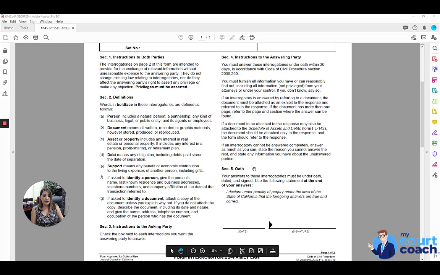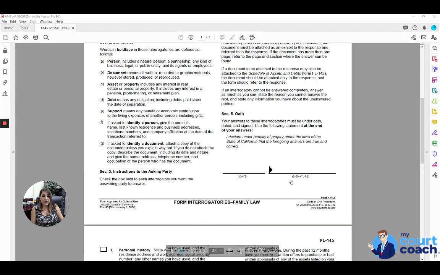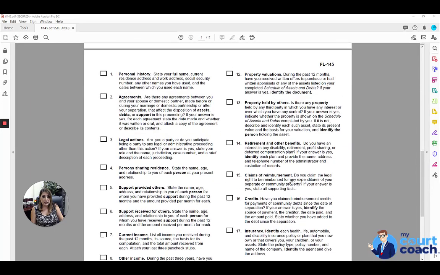And then finally, at the bottom, this is telling the opposing party that this needs to be signed under penalty of perjury. And so when they submit their written response to you in response to these interrogatories, they need to sign, date, and state that the responses are being provided under penalty of perjury. The next sheet has the actual interrogatories. Again, you're going to check the box next to each interrogatory that you want the other side to answer.